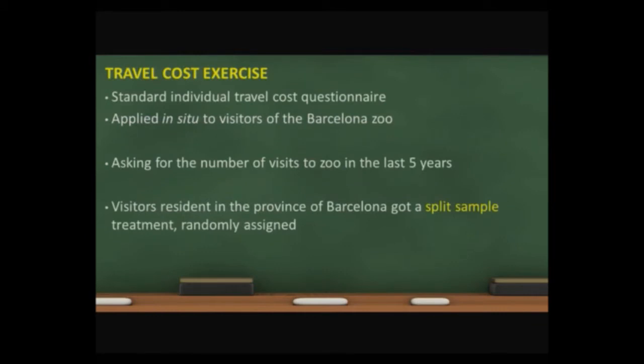We applied a standard individual travel cost method to people at the exit of their visit to the zoo, and we asked for the number of visits over the last 5 years, the cost, the origin, and so on. But the variable I want to focus on is how many times did you visit the zoo over the last 5 years.